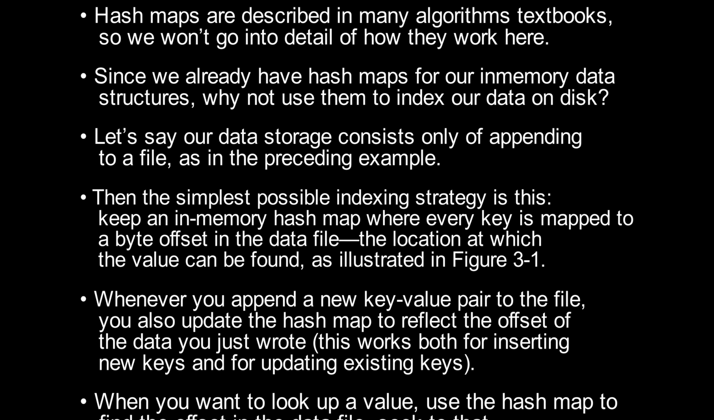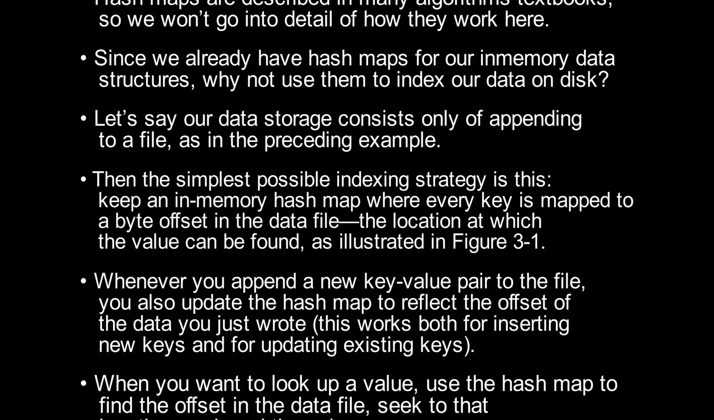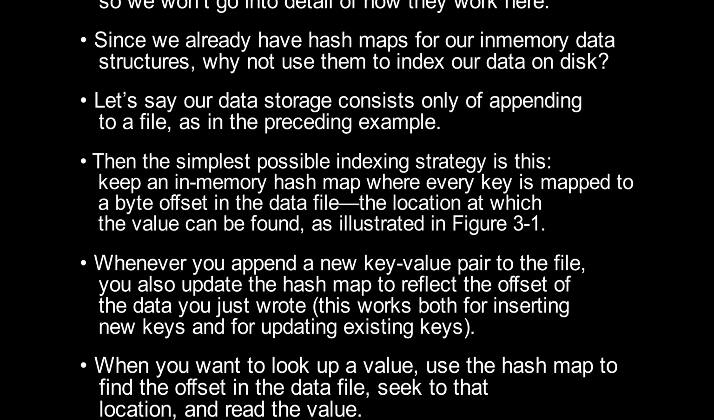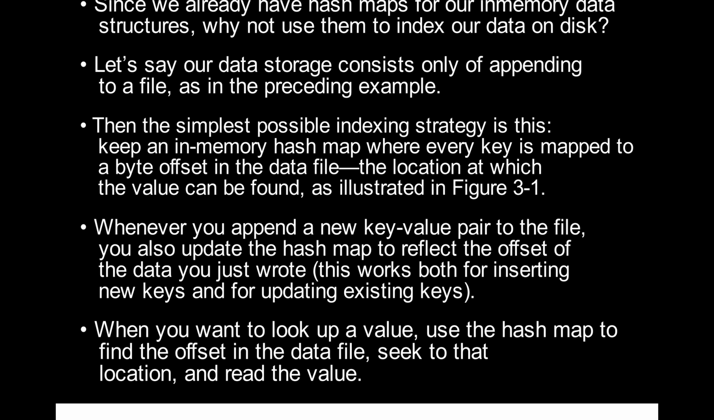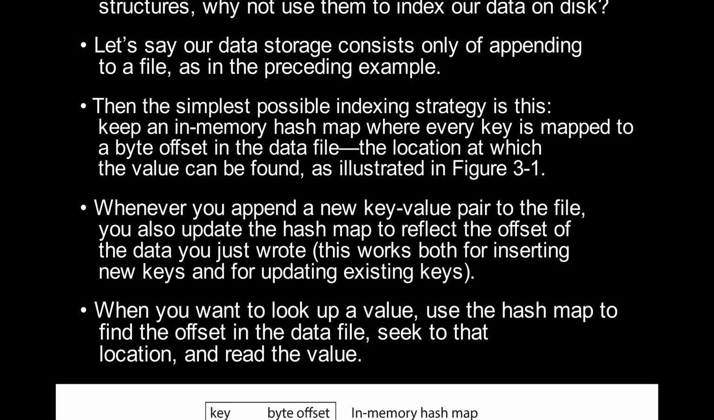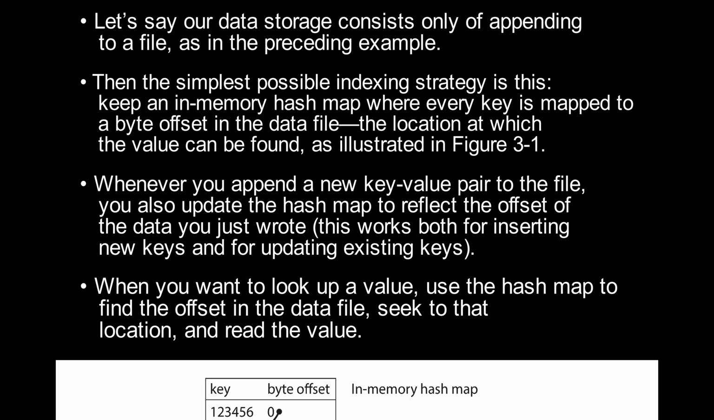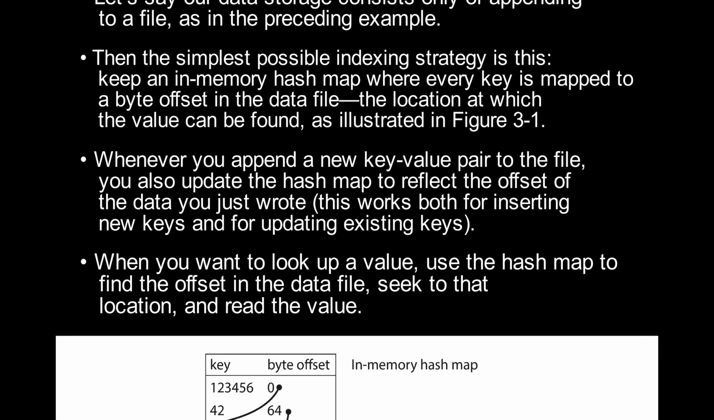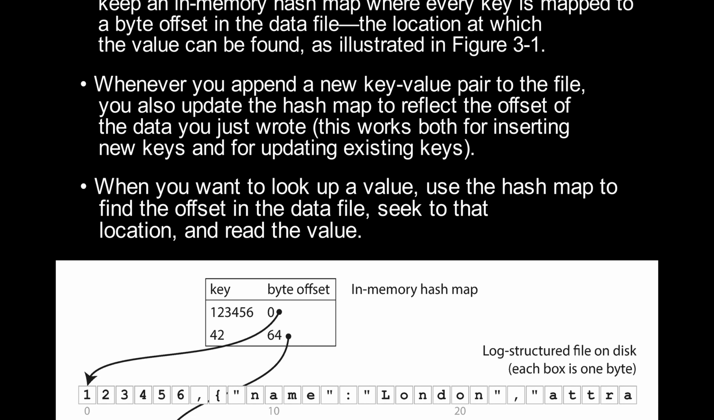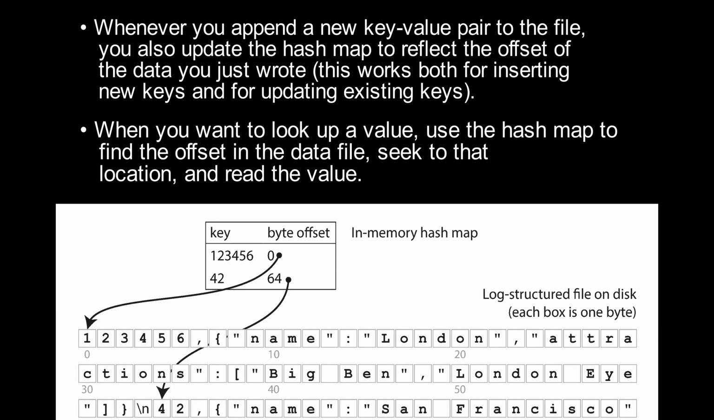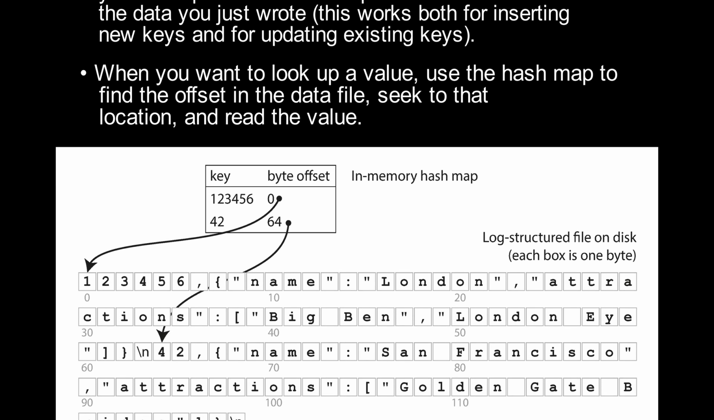Whenever you append a new key-value pair to the file, you also update the hash map to reflect the offset of the data you just wrote. This works both for inserting new keys and for updating existing keys. When you want to look up a value, use the hash map to find the offset in the data file, seek to that location, and read the value. Figure 3-1. Storing a log of key-value pairs in a CSV-like format, indexed with an in-memory hash map.